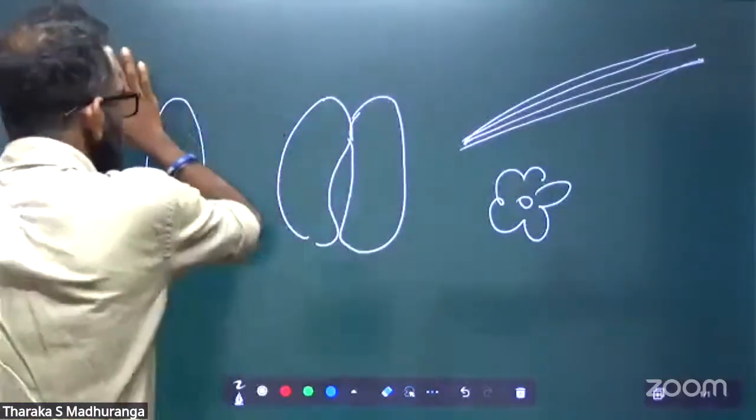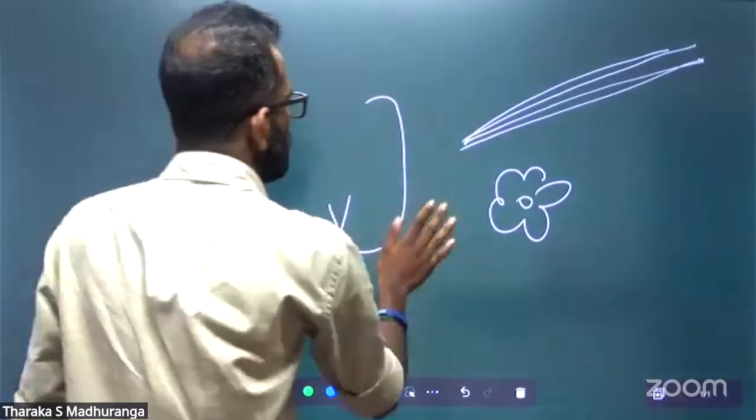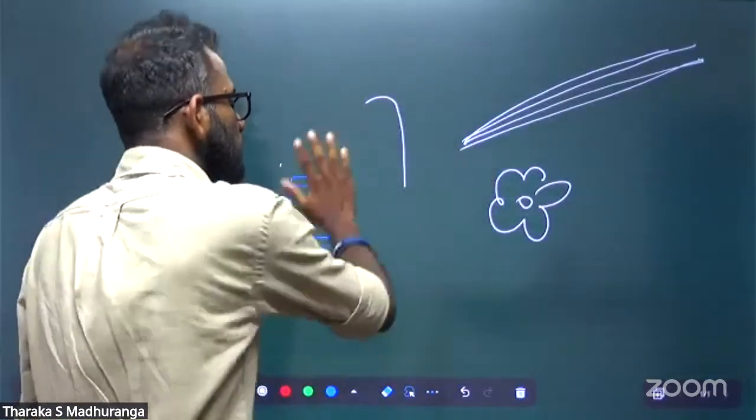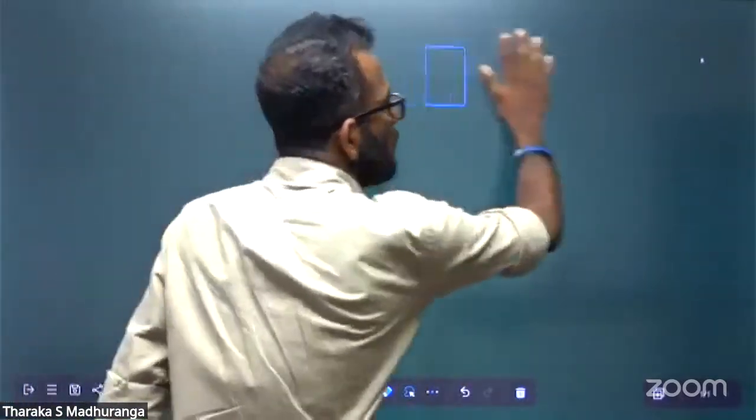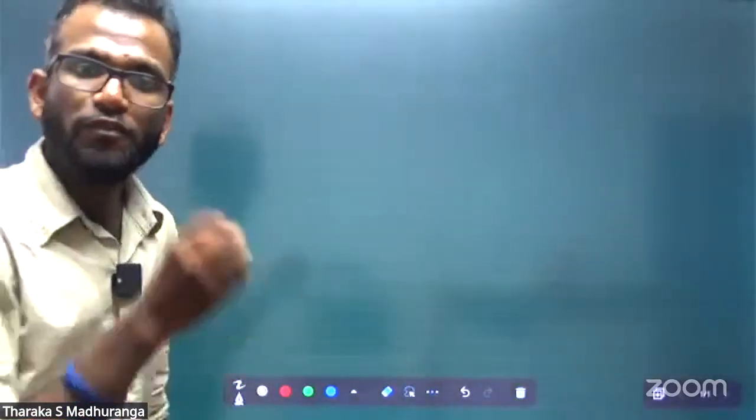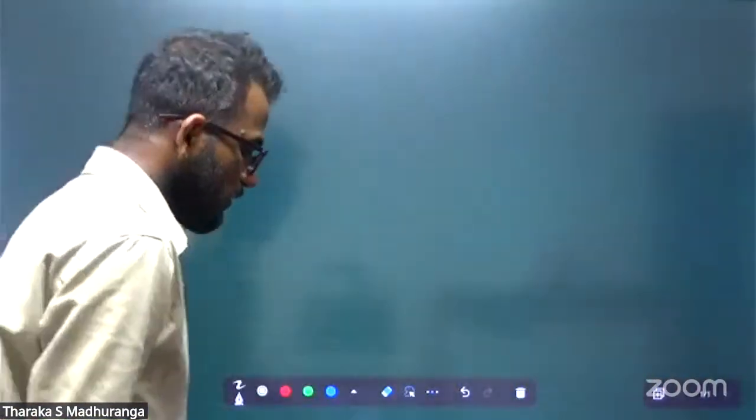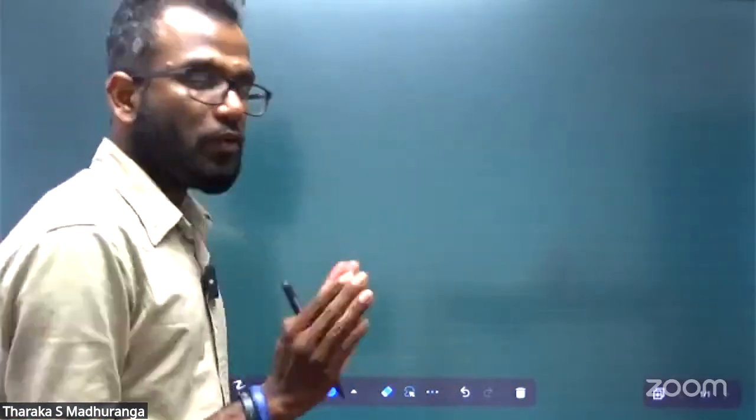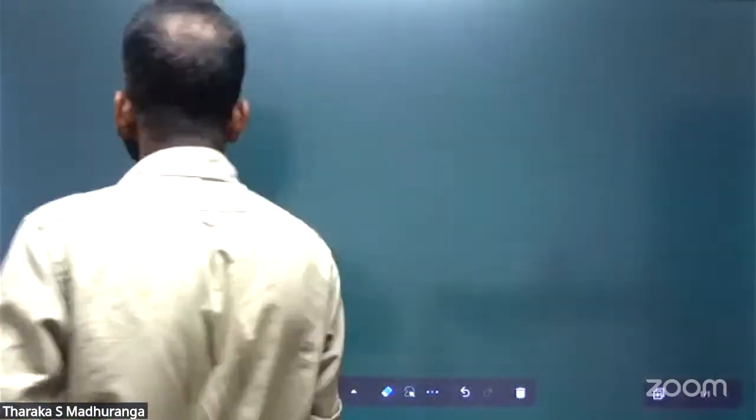Now I am going to explain the difference between the structures of the root, stem, and leaf of monocot and dicot plants. I'm going to start with the root. Let's start from the dicot plant root, it is easy.